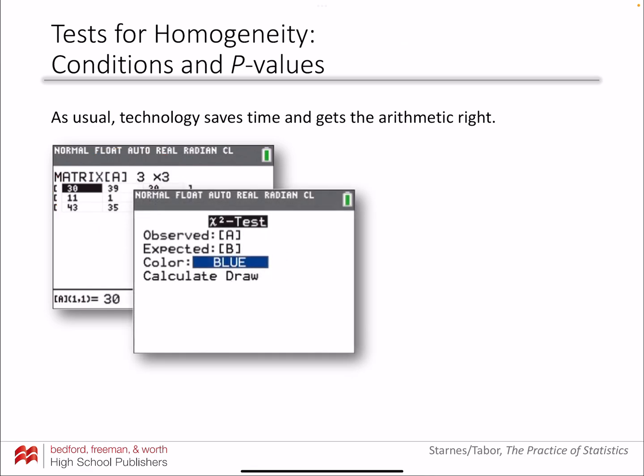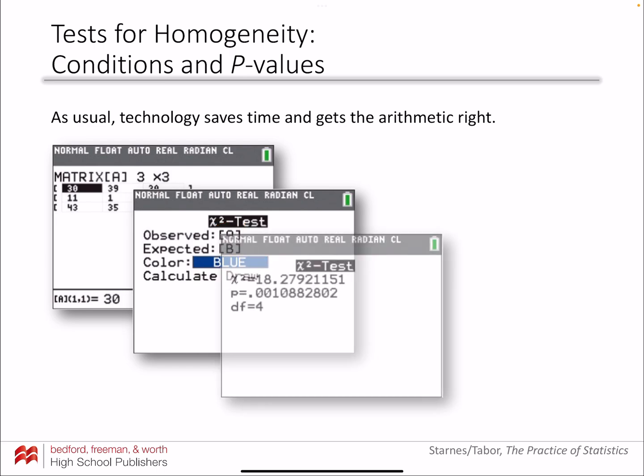From there, you select the chi-squared test. Remember, chi-squared GOF was the chi-squared goodness of fit test. That was 12.1. This is just the chi-squared test. So your observed counts are in matrix whatever. I always just use matrix A, and I always keep these the same. Then when you hit calculate, it's automatically going to put your expected counts into matrix B. And it's going to give you the value of the chi-squared test statistic and your p-value and your degrees of freedom.